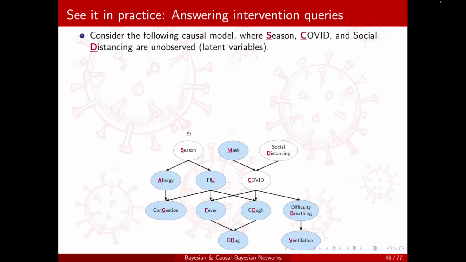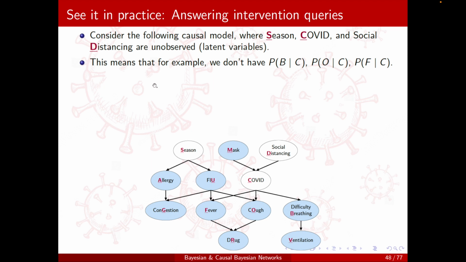Here's the example. The COVID example, this time we're assuming that this network is causal, so it's capable of answering intervention queries. But this time we're assuming that social distancing, COVID, and season are unobserved. For COVID, for example, this means that the CPDs of fever, cough, and difficulty breathing, conditioned on COVID, are unknown. We cannot use the standard techniques like MLE from parameter learning. They don't have missing values, they're completely unobserved.